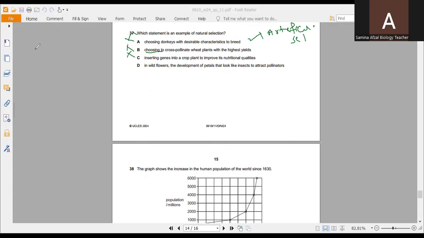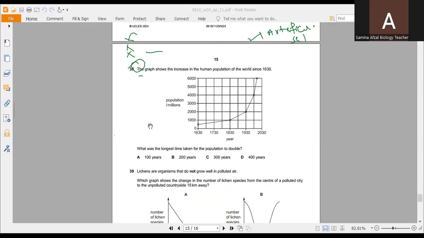So in wildflowers, the development of petals that look like insects to attract pollinators. So this is the natural selection because the nature selects the organisms which are best fit in the environment. So these types of plants which have developed the petals to get the attraction of the pollinators, they have adapted themselves according to the nature. So nature has selected them. So this is the example of natural selection. So D is only the correct option.